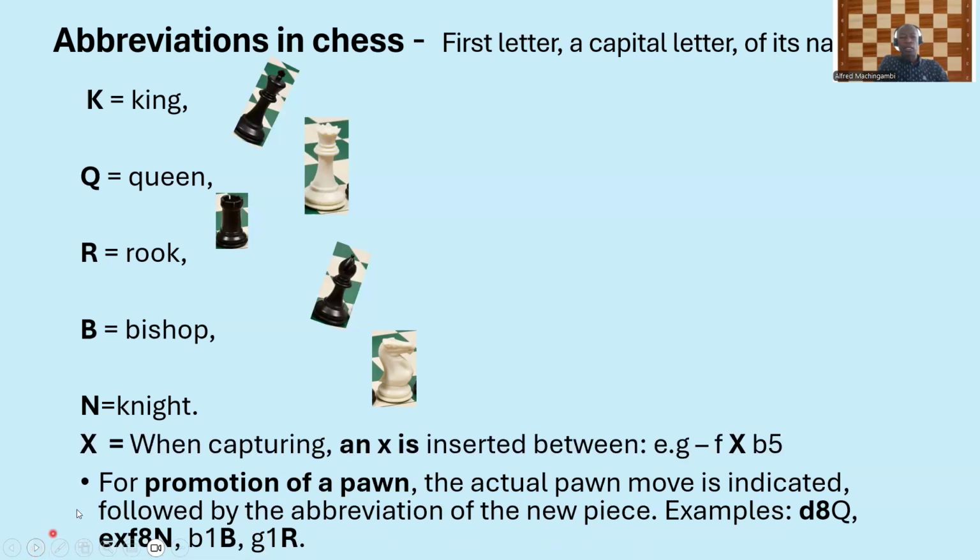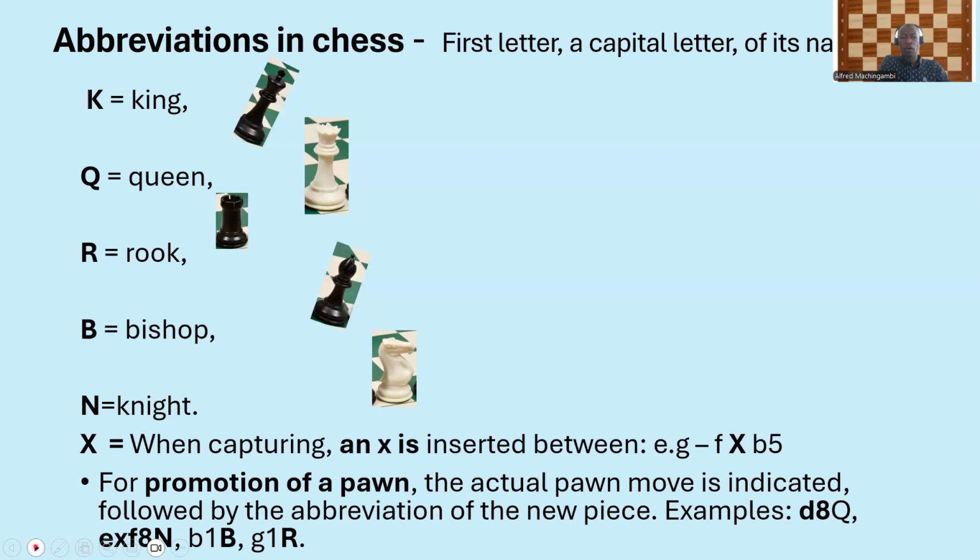When you capture, we use capital letter X to represent that you have captured. For example, in this case, if there was a pawn on F, that means F takes B5. That means maybe it has already captured any piece which will be on B5. And remember, in chess, we do not capture the king. We only attack the king. So you are on the right track to learn more in terms of that.